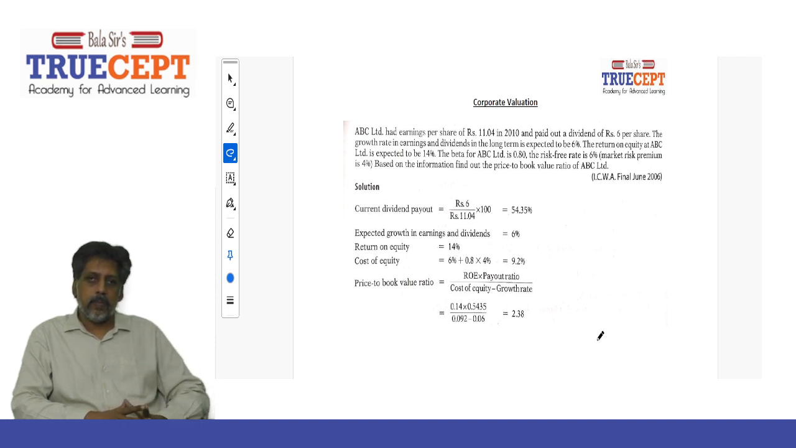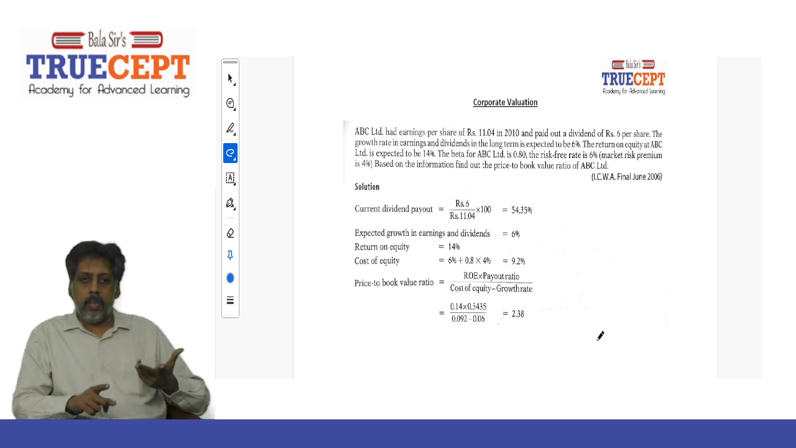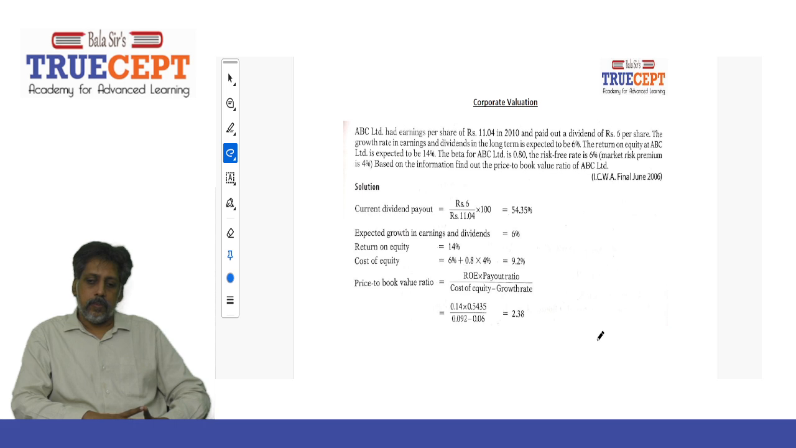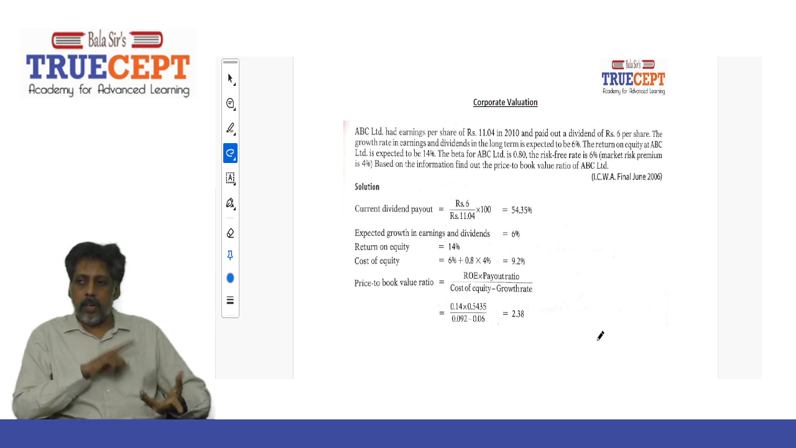ABC Limited had earnings per share of rupees 11.04 in 2010 and paid out a dividend of rupees 6 per share. So the company's earnings are rupees 11.04 and the company pays 6 rupees in dividends. Next, the growth rate in earnings and dividend in the long term is expected to be 6%. So that is the expected growth in earnings and dividends, which is the G, which is 6%, that is 0.06 in decimal format.